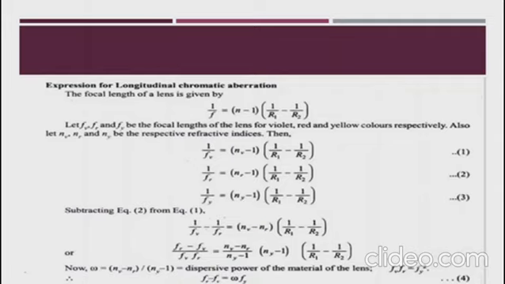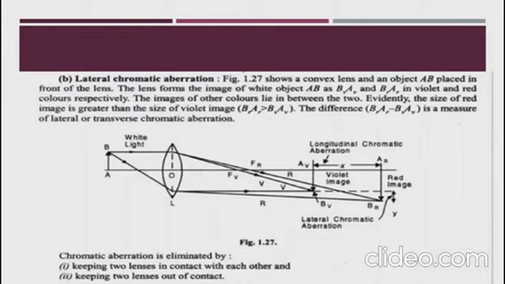Then from the above equation, cross multiply between Fv and Fr, and divide and multiply by Ny minus 1. From this whole process we get the final answer: Fr minus Fv equals omega times Fv. Omega is the dispersive power.